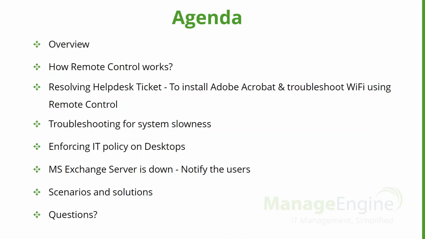Then another ticket where the end user has raised a system slowness issue. So how can we make use of existing tools? Then, as an IT manager, he wants to implement certain IT policies on his desktops and laptops, so how to do that. And then one of the scenarios or events like the Exchange server is down and you want to notify the users about it. So how do we leverage Desktop Central in that scenario? And then different scenarios and solutions which we came across based on our experience, followed by the questions at last.